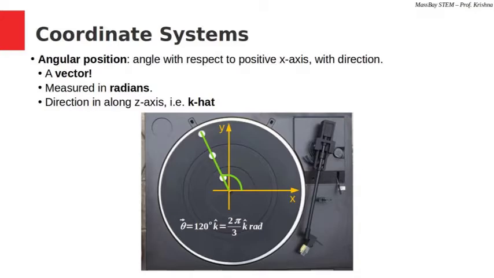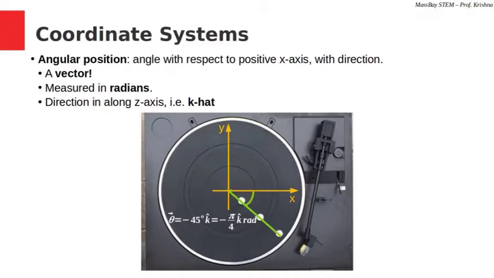In this photo, the angular position is positive 120 degrees, which works out to 2/3 of pi. We usually say positive 2 pi over 3 k hat radians. And here, the angular position is 45 degrees clockwise from positive x, which would be negative 45 degrees, or in radians, negative pi over 4 k hat radians.